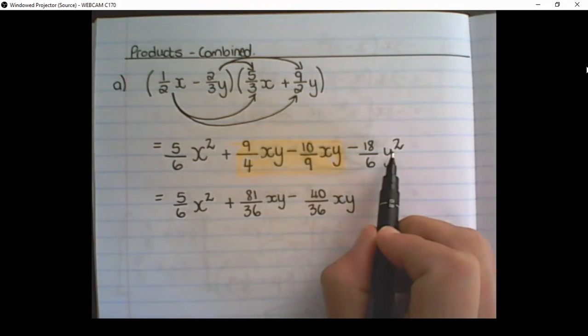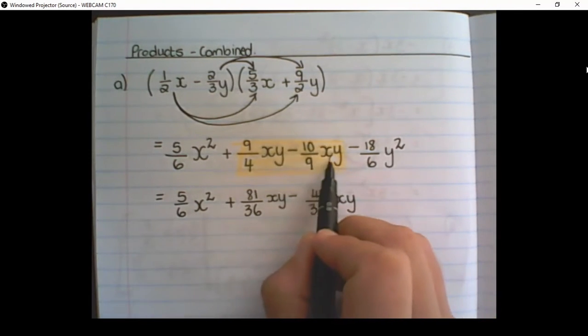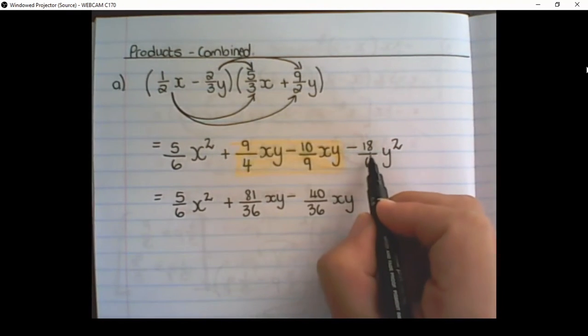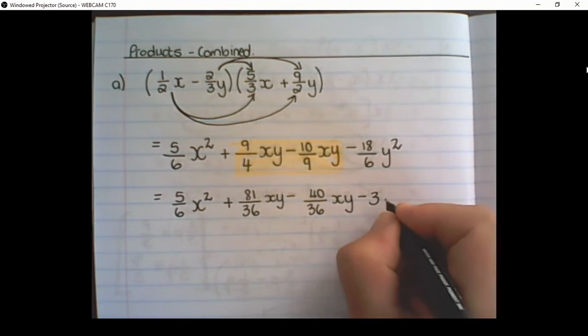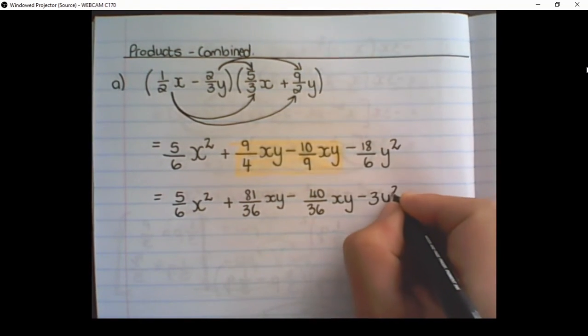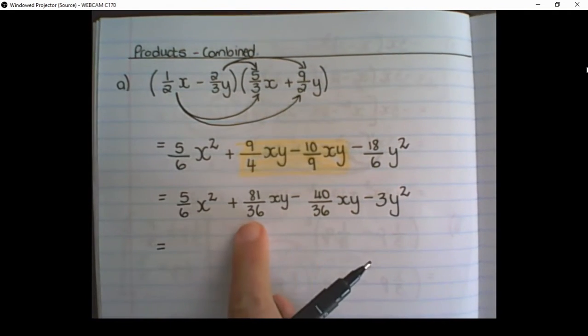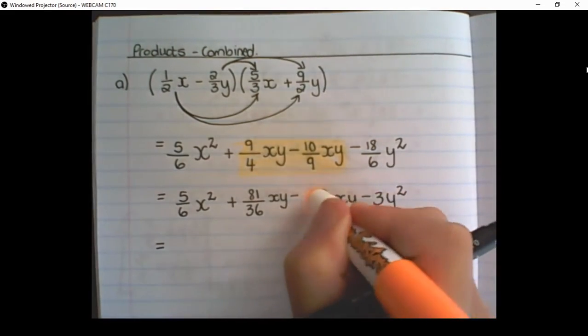The last term is standing alone because there is no other y squared as a variable in the expression. But we can simplify this. 18 divided by 6 will become 3. So it's 3y squared.